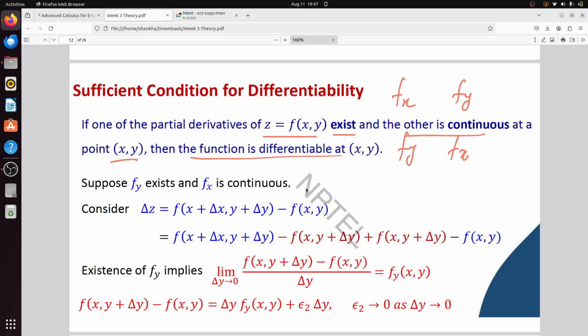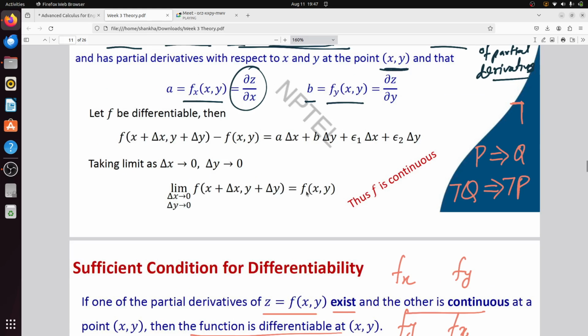One counter example is y equal to mod x. This mod x function is continuous at the point x equals 0, but it has no derivative at the point x equals 0. So here also it is a generalization of the point. The necessary condition for differentiability is that the function should be continuous at that point, and the first order partial derivative should exist at that point.